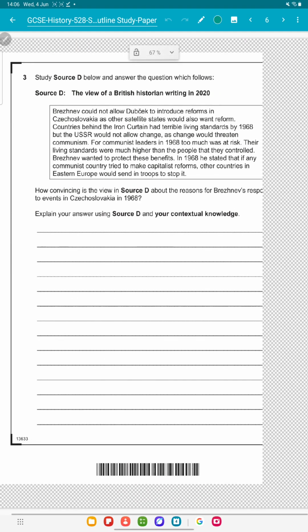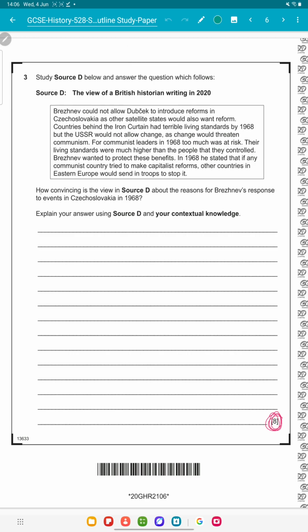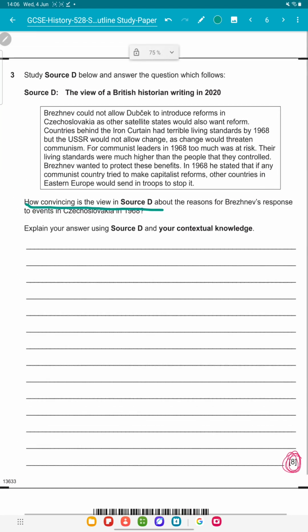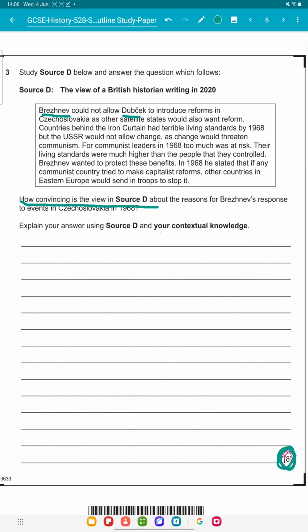Right, on to question 3. Question 3 is, how convincing is the view in source D? So you get source D, which has a viewpoint about something. This one was about Dubček and Brezhnev, so it's about the Czechoslovakian uprising. You've got 8 marks, which means you've got roughly about 10, maybe 11 minutes. How convincing is the view? So here you have to bring in your contextual knowledge. Explain your answer using the source and your contextual knowledge.